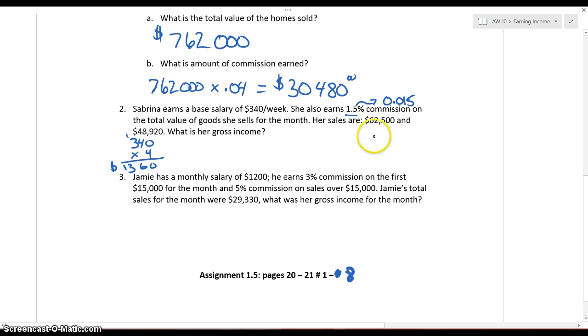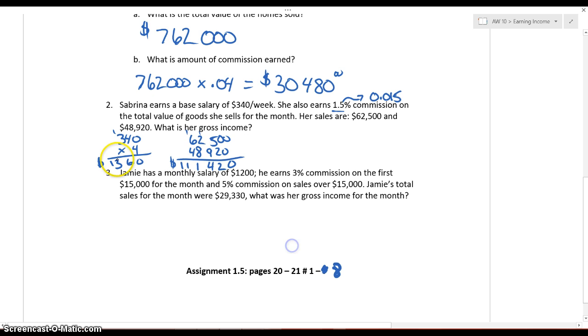Then her sales, we're going to add them together. She sold goods for $62,500 and then $48,920. So we're going to add that up, and that is $111,420.